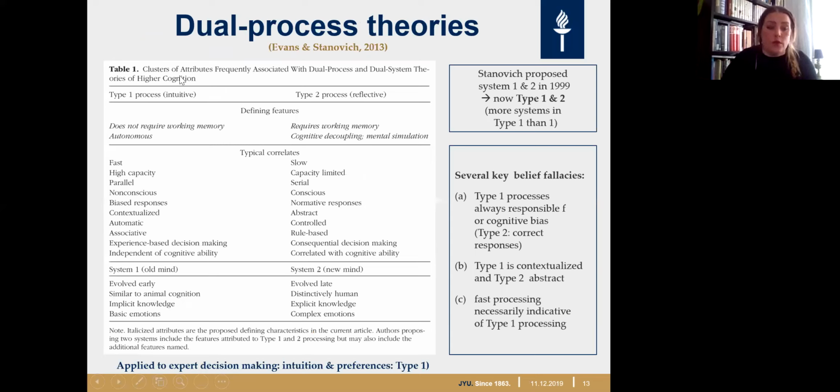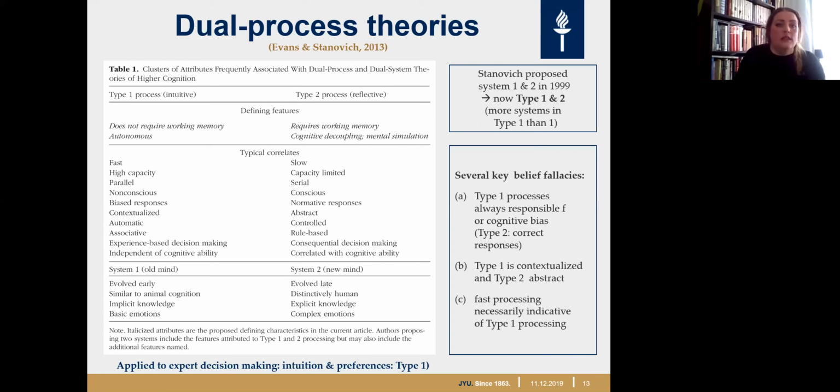As I just mentioned, prospect theory is one of those. And a recent article by Evans and Stanovich is an argumentative review paper that goes through different kinds of criticism that different dual process theories have received. And this table is from that article.